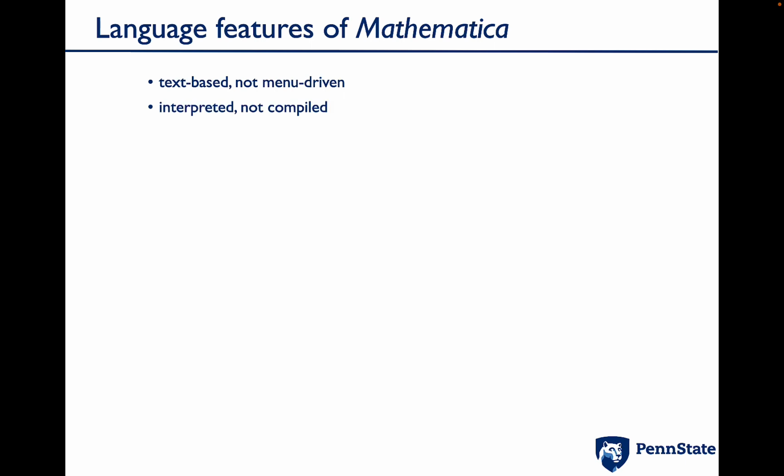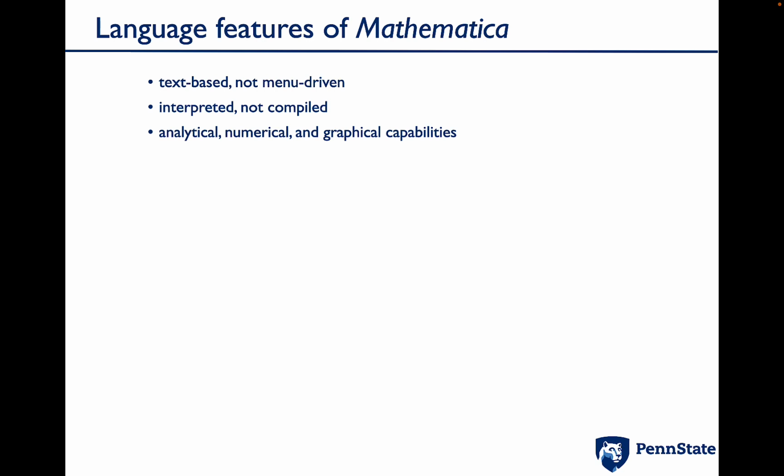Mathematica is interpreted, not compiled. So in this respect, it's like Python. You can type in a line and execute it, and if you don't quite like what you got, you can change it again and execute it again. It's not compiled. It's not like C. You don't have a cycle of compile and execute that slows down the process of finding out whether your idea is correct.